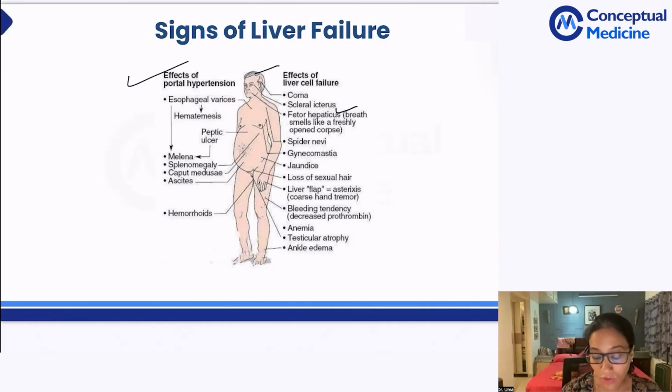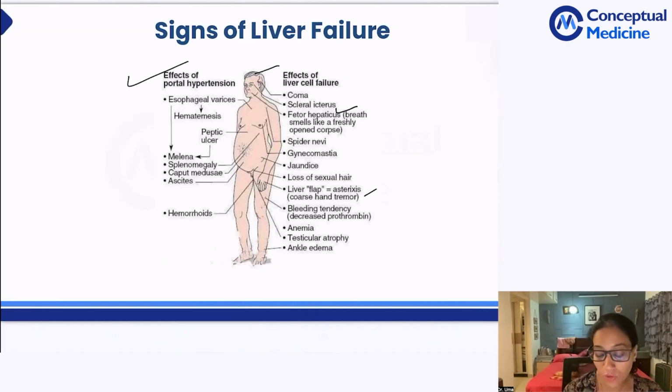Then spider nevi. You can see spider nevi anywhere in the torso, the upper part of the body, the arms, and the neck. Scleral icterus, which we already know. Then gynecomastia, parotid enlargement, testicular atrophy, and loss of the male type of hair distribution. This is characteristic of hyperestrogenism, and that is seen in patients with alcoholic liver disease. Then you have the flapping tremor seen in the hands. In the eyes, you have to look for the KF ring, which is seen in patients with Wilson's disease.